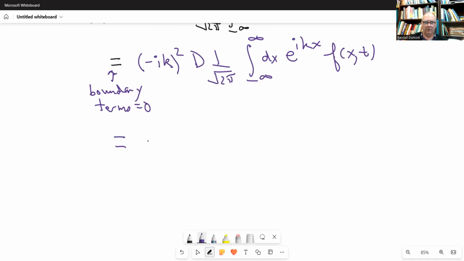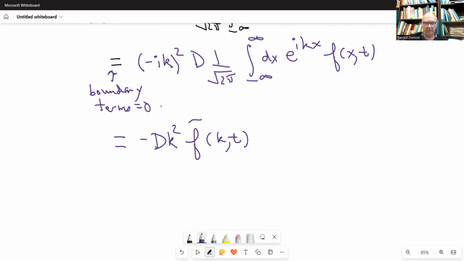So I square this, it's going to give me minus k squared. There's a d there, put that. And then what's left is the Fourier transform. Okay, so we've simplified our equation significantly.